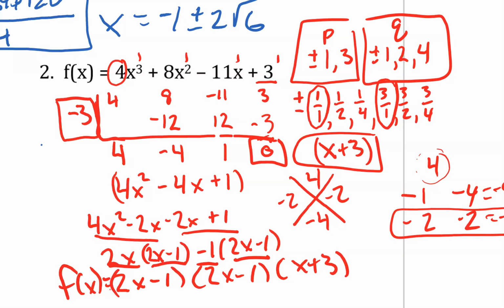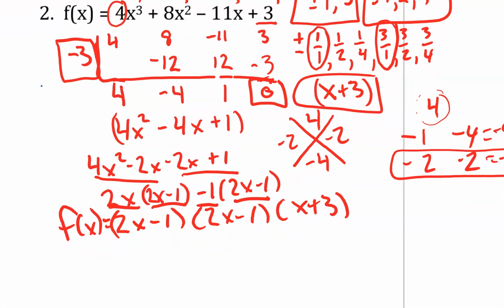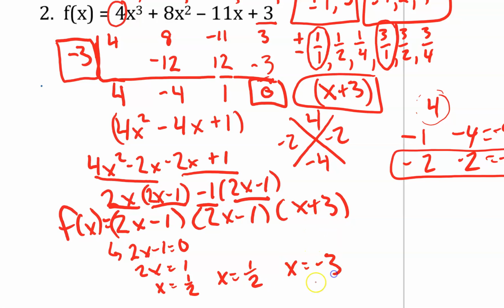And then it says to find the zeros, not just find the factors. So I'll set each of these equal to 0. So 2x minus 1 equals 0, or 2x equals 1. So x equals 1/2. Same thing. It's a double root. And then x plus 3 must equal 0, so x must equal -3. So my three zeros are -3, 1/2, and 1/2.